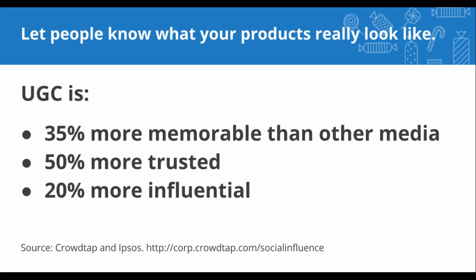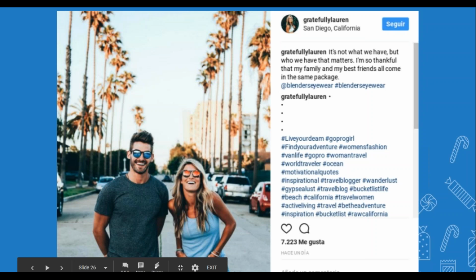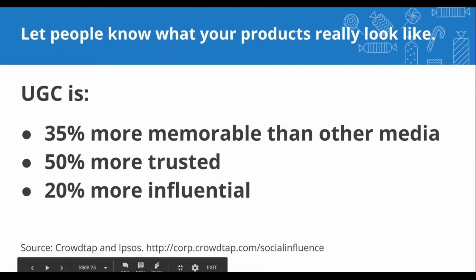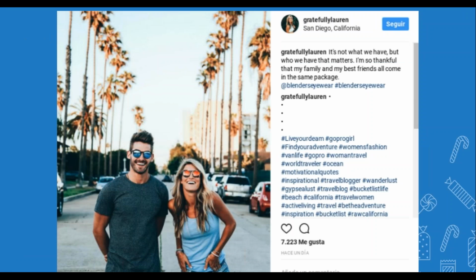But this report says that UGC is 35% more memorable than any other media, which is something that we covered before. It's 50% more trusted, and it's 20% more influential. Now, trust and influence is something that we're going to cover right now, because I think there's an interesting mix between these two: trust, and how people can influence others to make purchases.